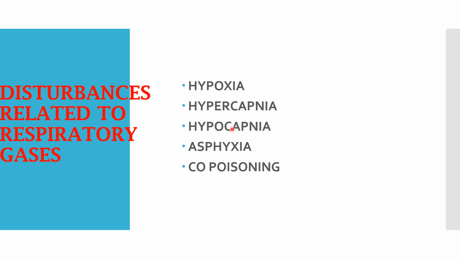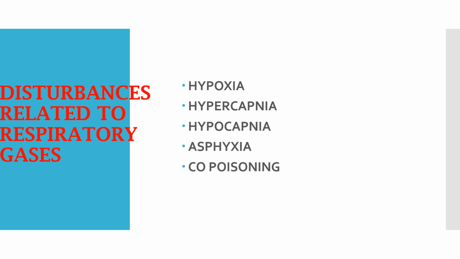The next one is hypocapnia, which is a reduced PCO2, usually associated with respiratory alkalosis, because decrease in CO2 drives the reaction H2O plus CO2 produces H2CO3 in the backward direction, resulting in decreased H plus concentration. So it will always be associated with respiratory alkalosis. This occurs due to hyperventilation.